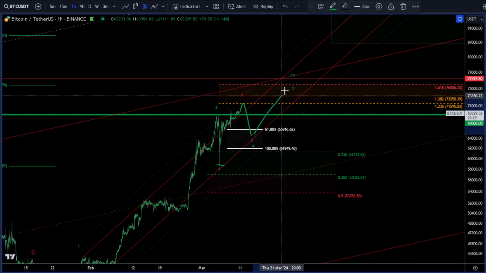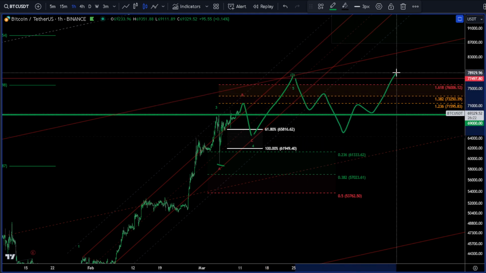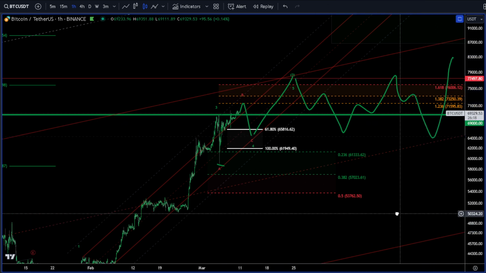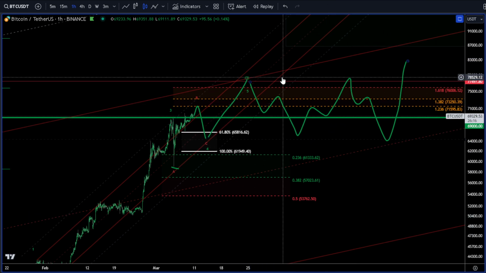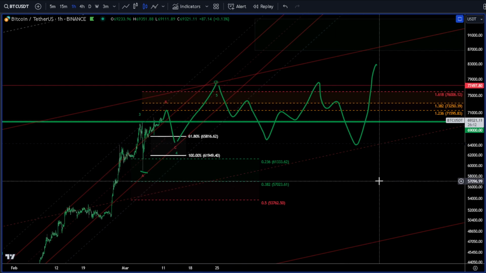Looking for this move back up to our 77,495, and then I'd like to consolidate above, and we eventually get our fifth. So we should be kind of range bound here between 64 and 77,500 for the next month or so.